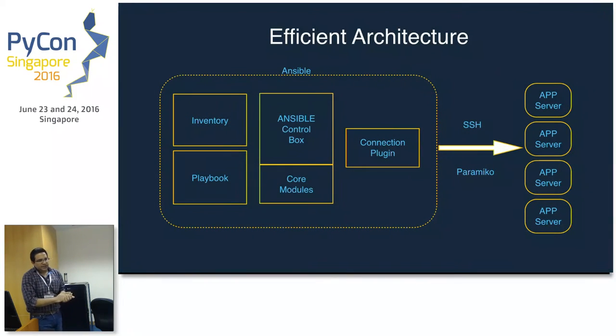Okay, so this is how the architecture of Ansible looks like. At the core of it, there's something called the Ansible Control Box, which is attached to the core modules which are available for you when you install Ansible. You can also extend them and have your own modules. There are two other components, which are an inventory file and a playbook. Inventory file basically describes what inventory is available to you. By inventory, I mean what EC2 instances are available, what database servers are available. There are also ways to generate this inventory dynamically, and you can write it by hand as well.